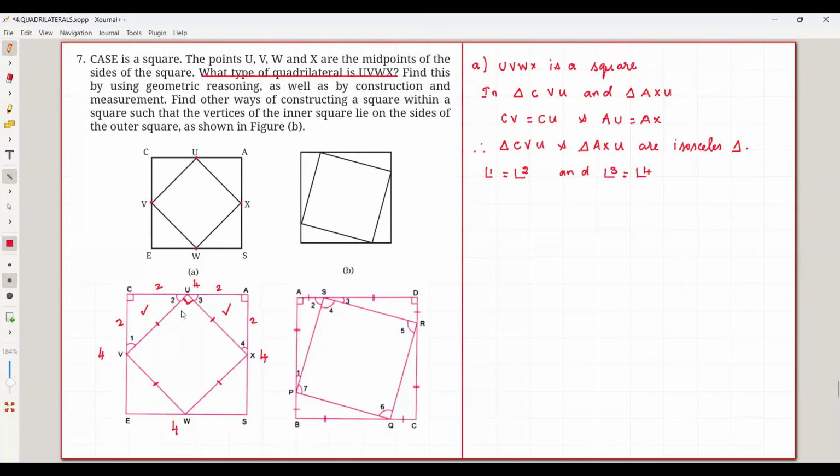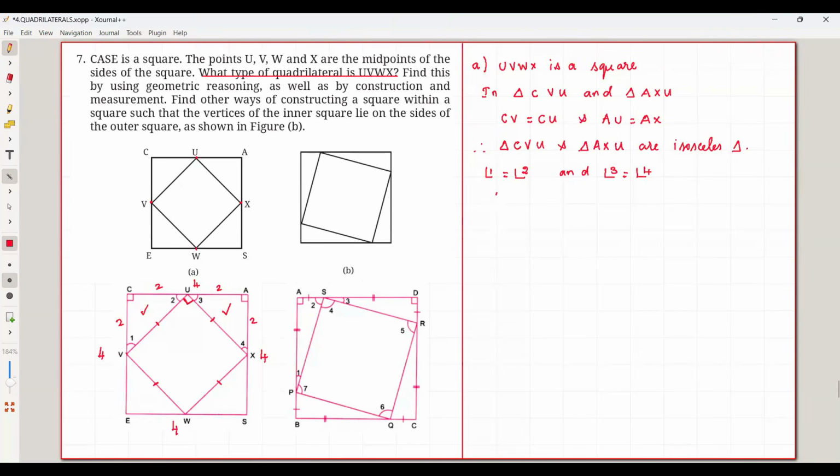If you are comparing these two, CV is equal to CU. All the sides are coming as equal, and there is one angle of 90 degrees. So I can say these two triangles are congruent based on the side-angle-side property. I can write that.